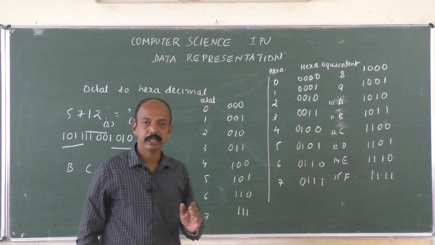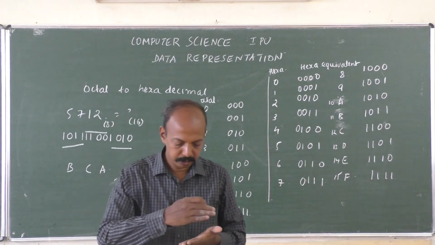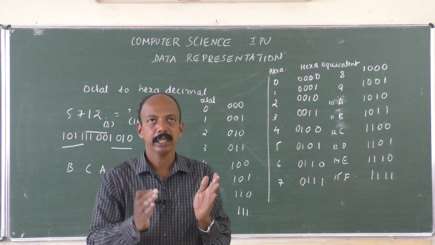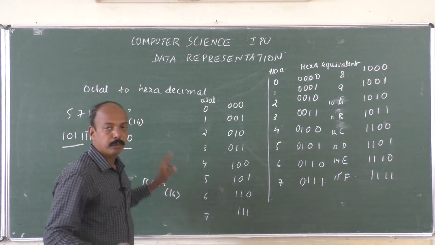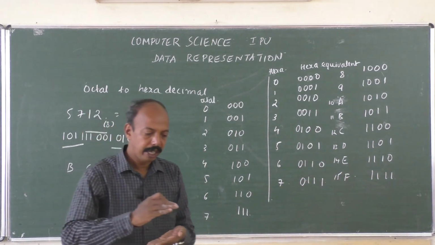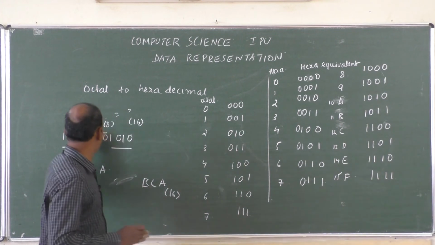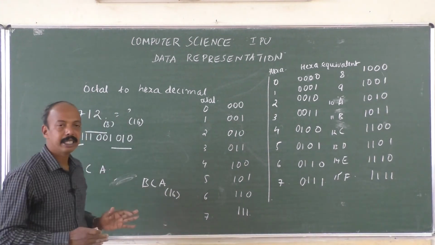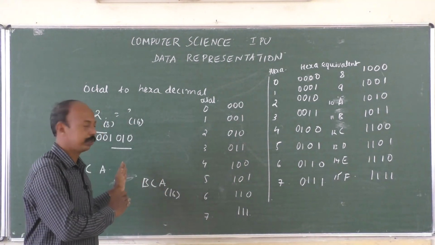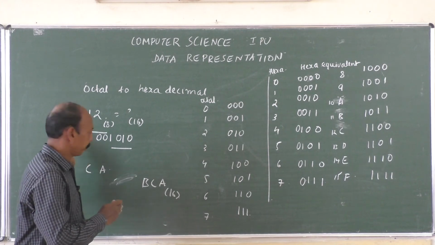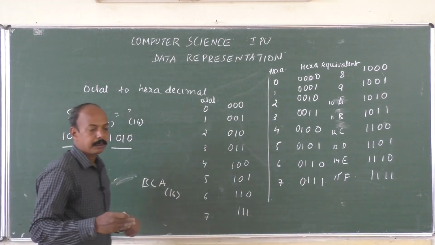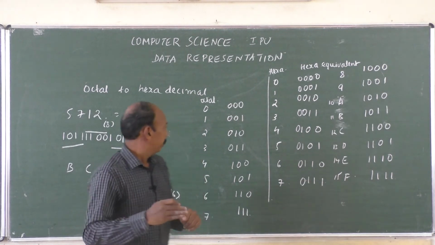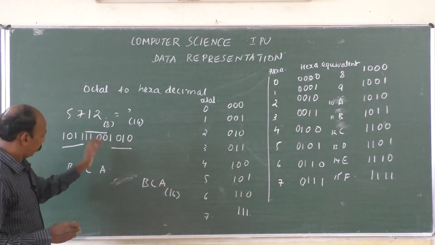What I want to say here is, when we are converting them into groups of 4, if we don't have enough bits, we have to add 0 to the left side, that is to the MSB side. The same thing happens. Suppose, one more example we shall see.